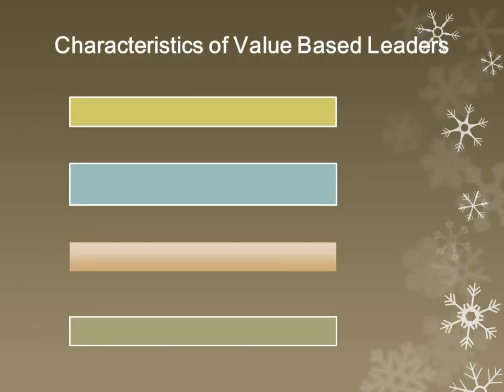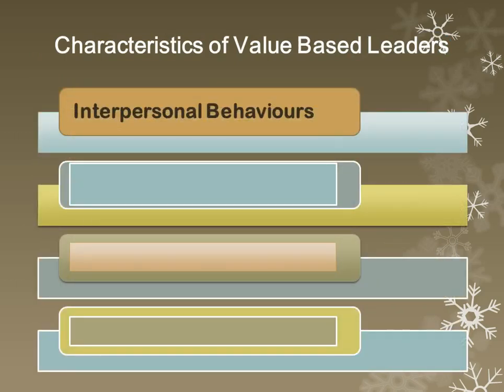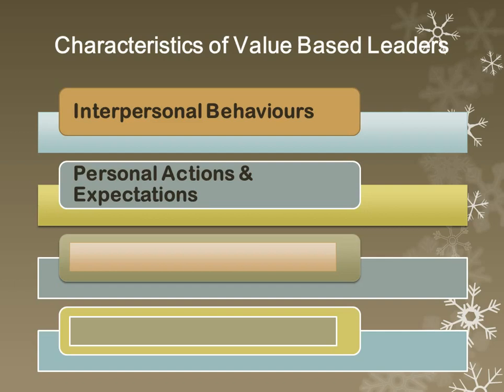Now, there are some characteristics of value-based leaders, and first is interpersonal behaviors. Here, it means treating people with care, being helpful and kind, supporting others, and maintaining positive relationships. Next is personal actions and expectations. It is like holding oneself to high ethical standards, striving for honesty, and not only honesty but also humility and integrity, and accepting responsibility for ethical failings.